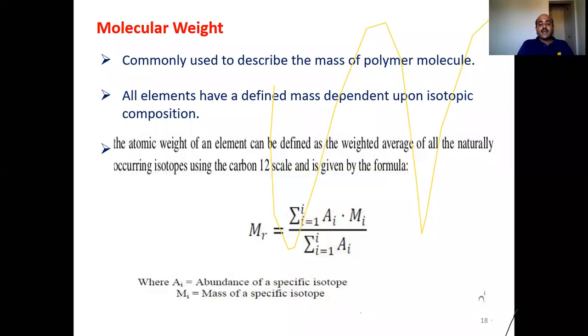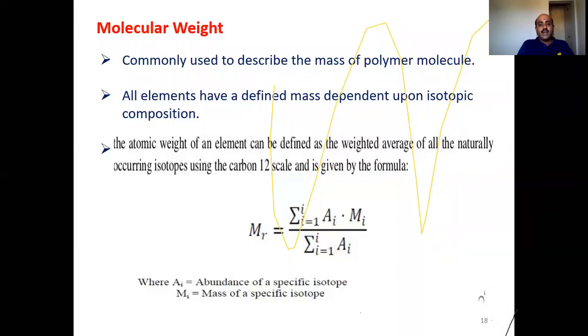It is commonly used to describe the mass of a polymer molecule. All elements have a defined mass dependent upon isotopic composition. This molecular weight is basically the term used to describe the mass of a polymer molecule.